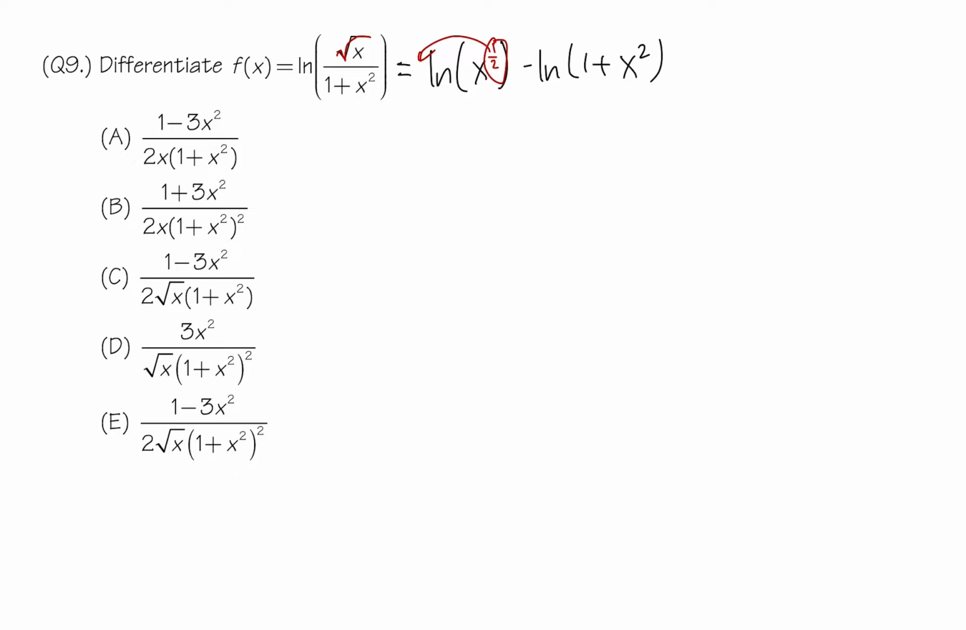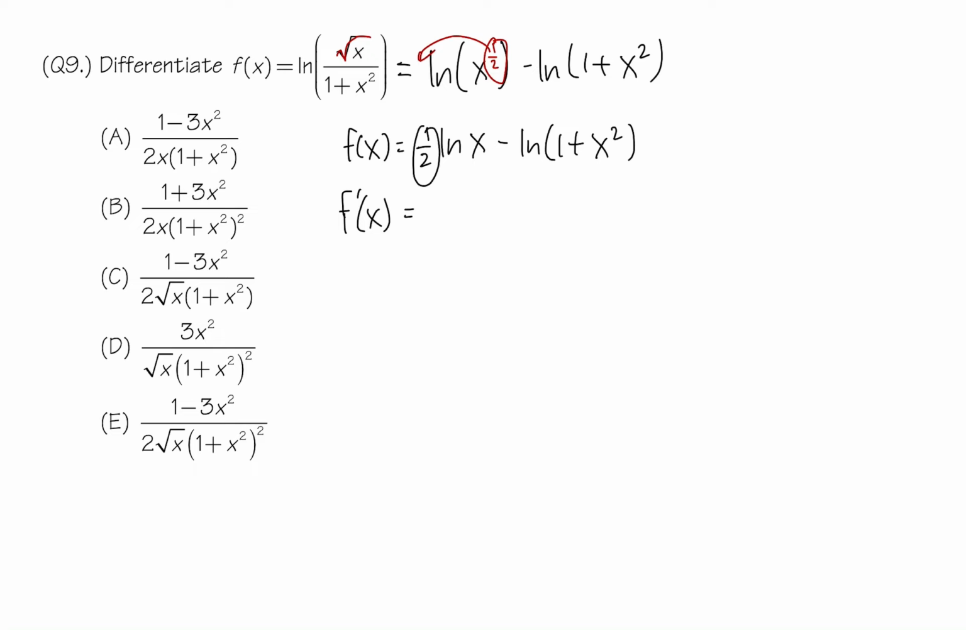So in fact, I can write f of x as 1/2 times ln x. And when there's only one thing inside, you don't need to put parentheses. This is okay. And then minus ln of 1 plus x squared. Then we take the derivative. So here, f prime of x.